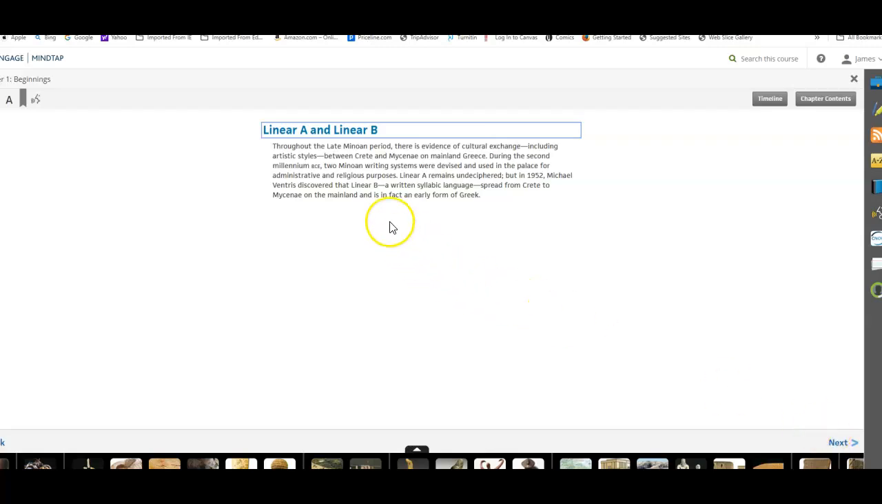This is about the language I was telling you about, Linear A and Linear B. Linear B started being deciphered, but Linear A we still don't know. It has never been decoded. Crete seems to have declined somewhere around 1200, maybe a little earlier than that, maybe 1300 BCE.